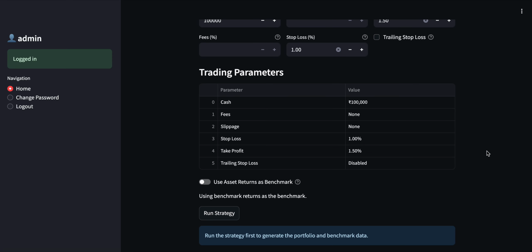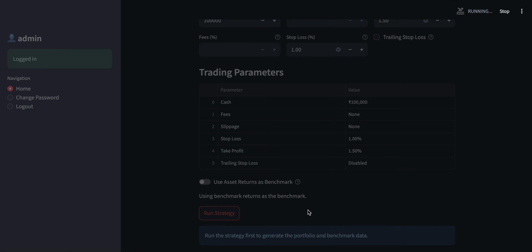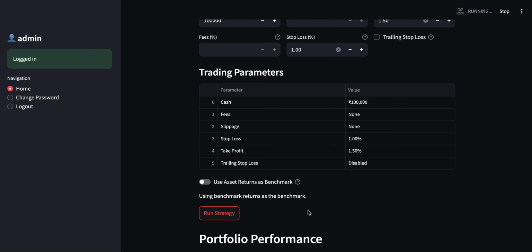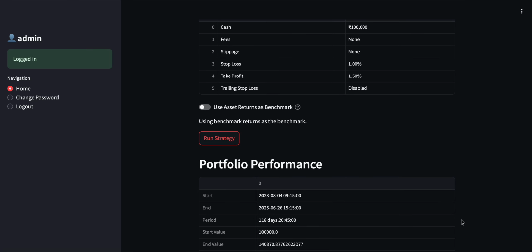The moment I enter all these details, which are very simple and easy to fill up, I'll just run the strategy. I click on this button, and it does all this calculation for us, and it is pretty fast.